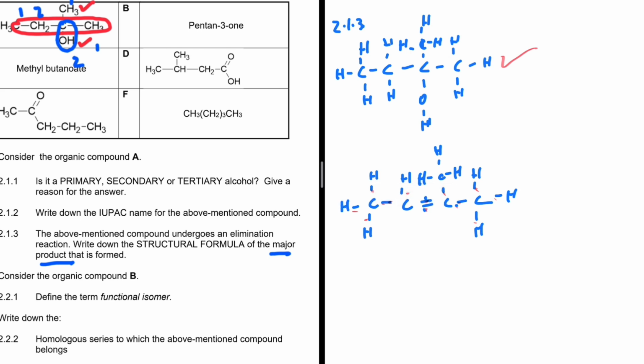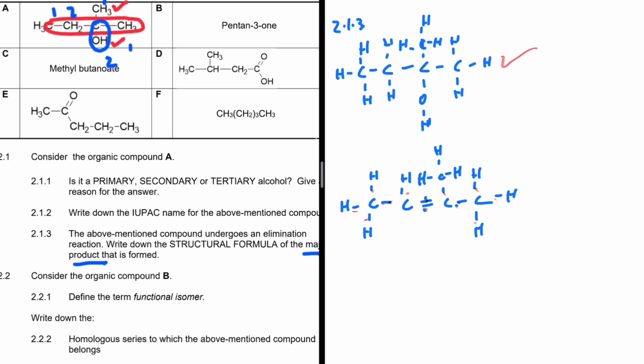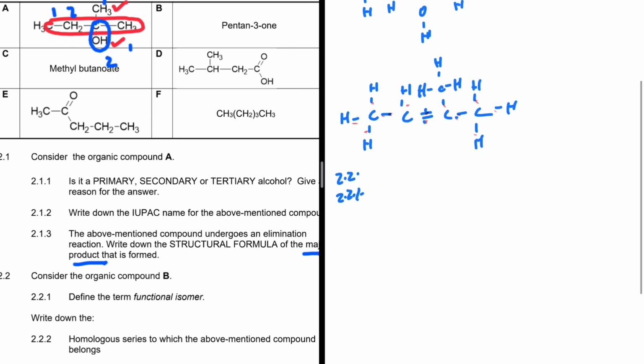Right, let's move to the question that follows. 2.2.1. Consider the organic compound B. Define the term functional isomer. Okay, so compound B is pentan-3-one, so that is a ketone. But the question wants us to define the term functional isomer, so let's go ahead and do that.